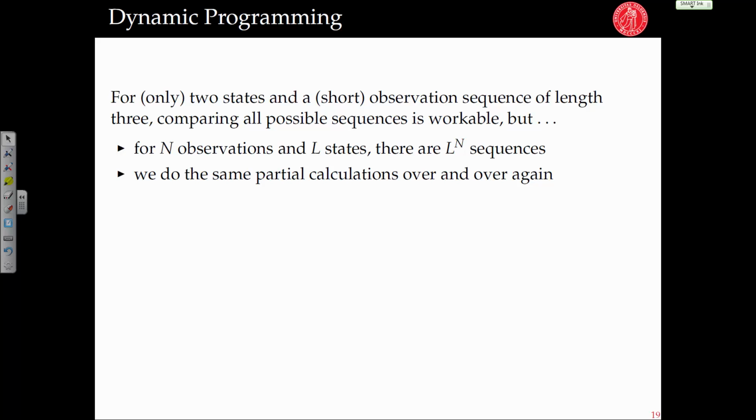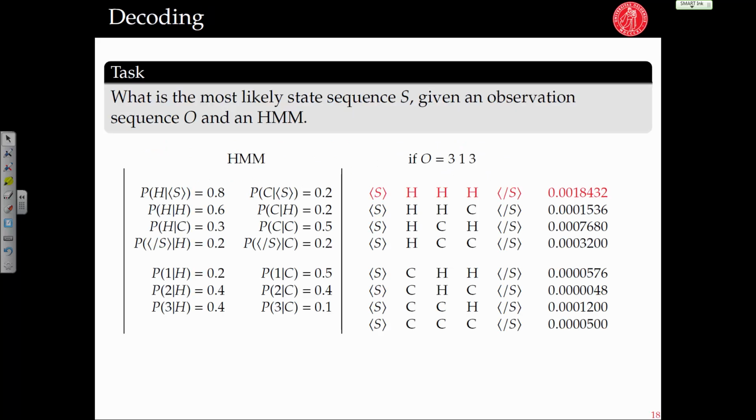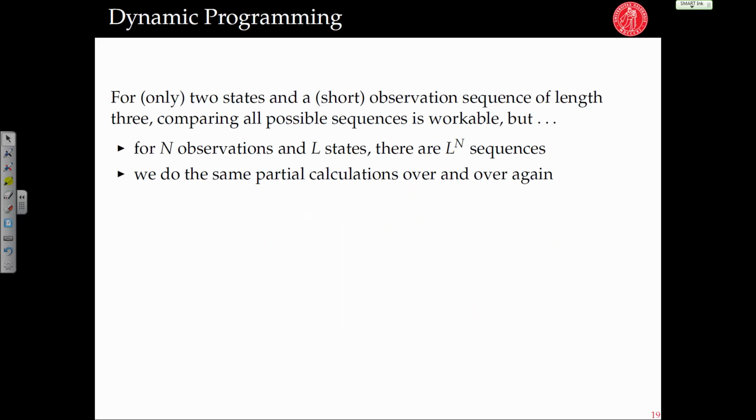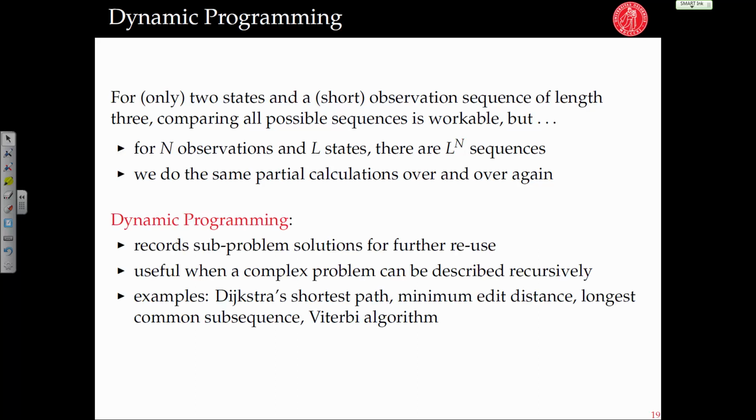But we can see immediately that there is also an interesting property about these sequences: they share some prefixes. The first two sequences here start with HH, and the second two start with HC. So they share some parts of the sequences, which means that if we have done this calculation in the beginning for the first sequence, we can just reuse it in the second sequence. This property of the problem calls for a dynamic programming algorithm.